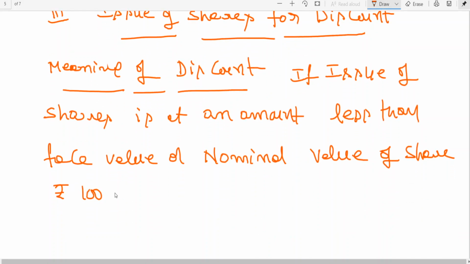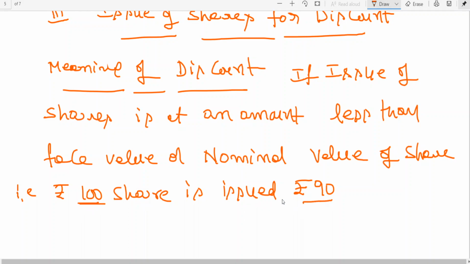Example, a 100 rupee share is issued at 90 rupees, called as discount. 100 rupees is face value, issued at 90 rupees. Now I told you, according to section 53, I am also quoting the section, a company cannot issue shares at discount except in the case of sweat equity share. That is what I am writing.